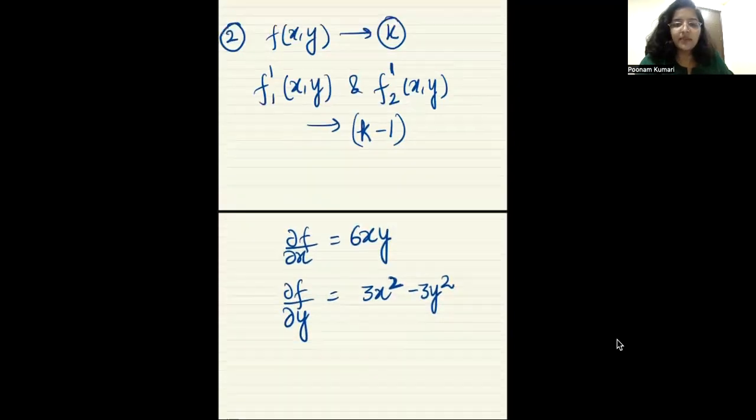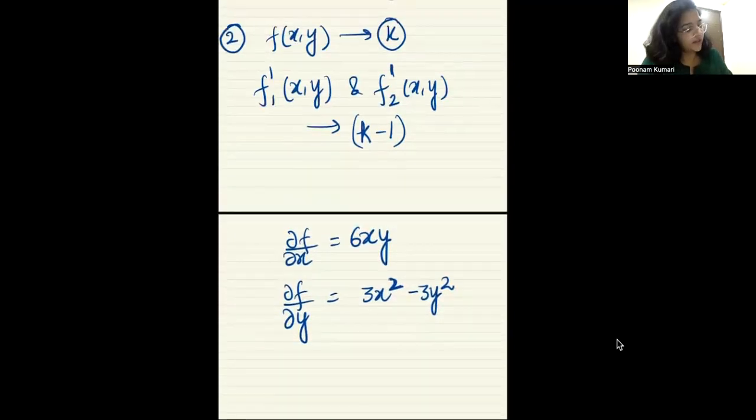So I know this is f prime x and this is f prime y. Now if you have to tell me the degree of homogeneity of this function, you can write it like, let's say, this is g(x, y). What is the degree of homogeneity of g(x, y)? And you can say that this is h(x, y). What is the degree of homogeneity of h(x, y)? So what is the degree of homogeneity for these two functions?